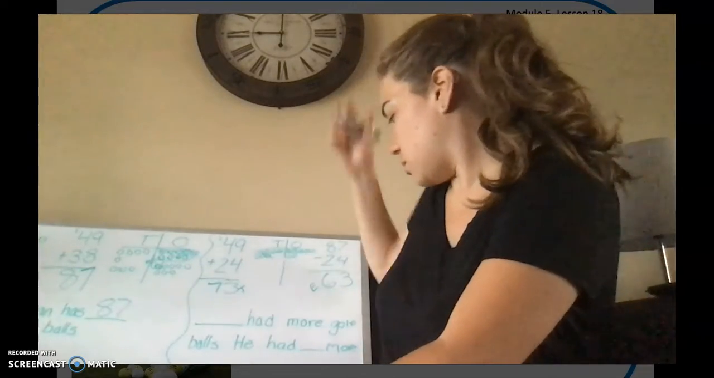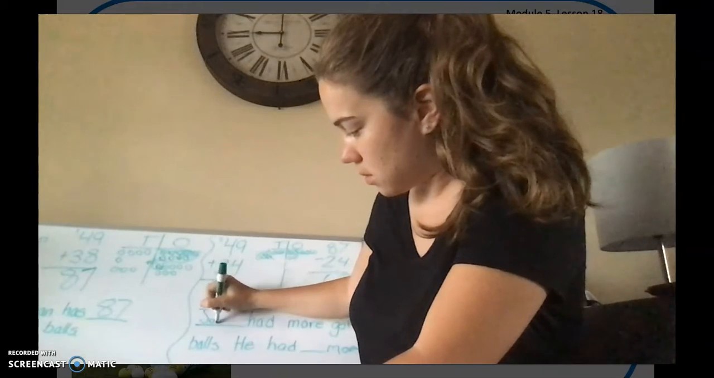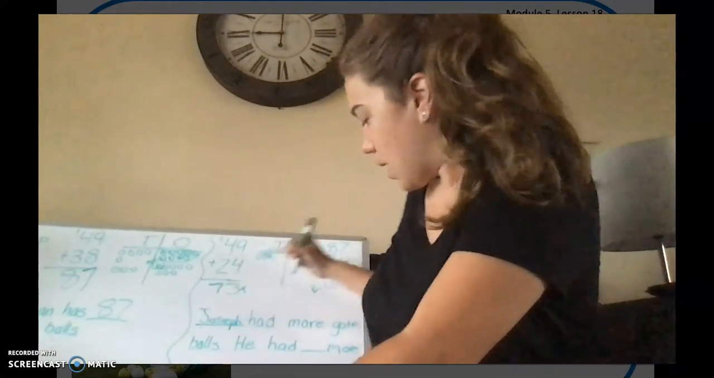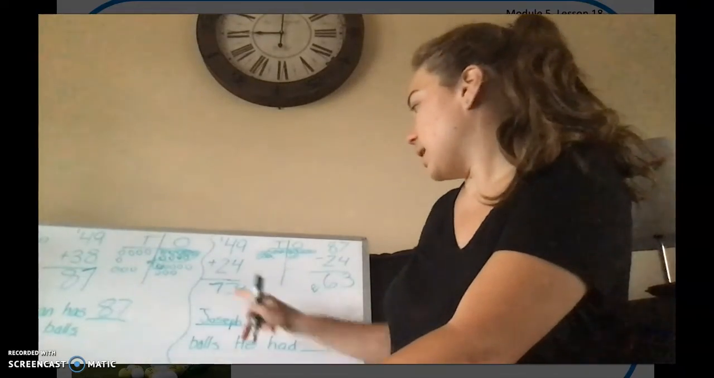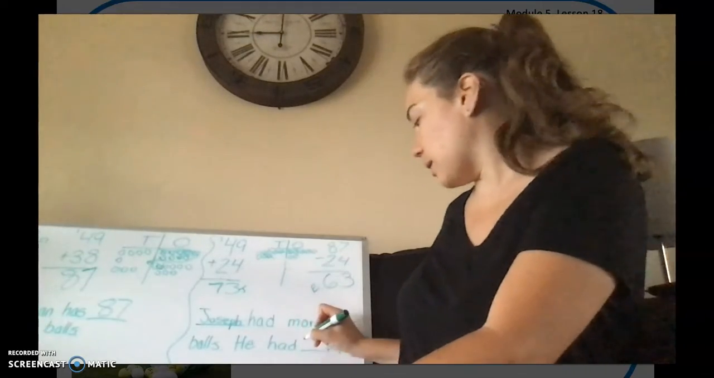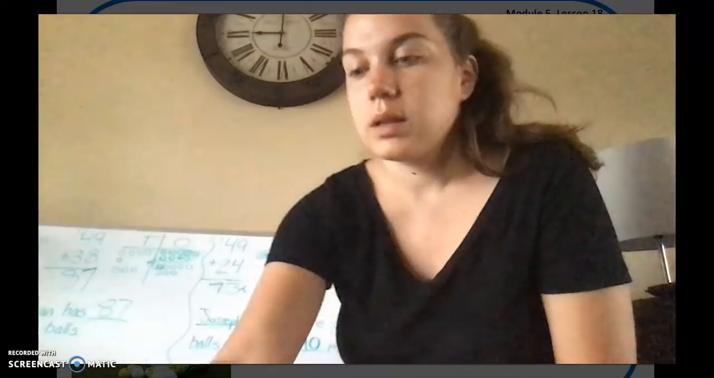So Joseph had more golf balls. I could figure that out. 1 ten more, so he had 10 more. Nice work.